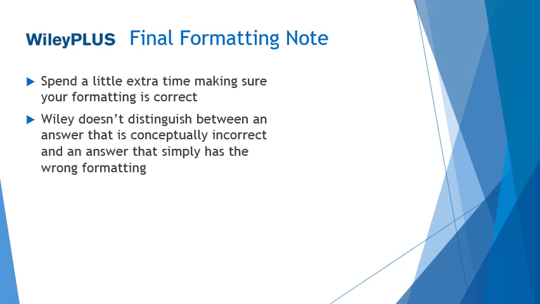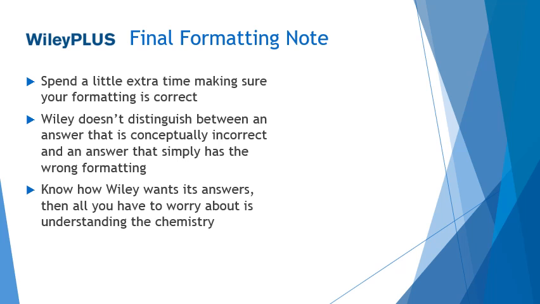formatting error. Now, Wiley doesn't distinguish between an answer that is conceptually wrong and an answer that has incorrect formatting. Also, for numerical problems, if you have incorrect formatting but the right number, you will get a different set of numbers and do the problem again. For practice, that's okay. But if your goal is to finish the homework problem, it might be a little frustrating. So know how Wiley wants its answers, and all you'll have to worry about is understanding the chemistry.